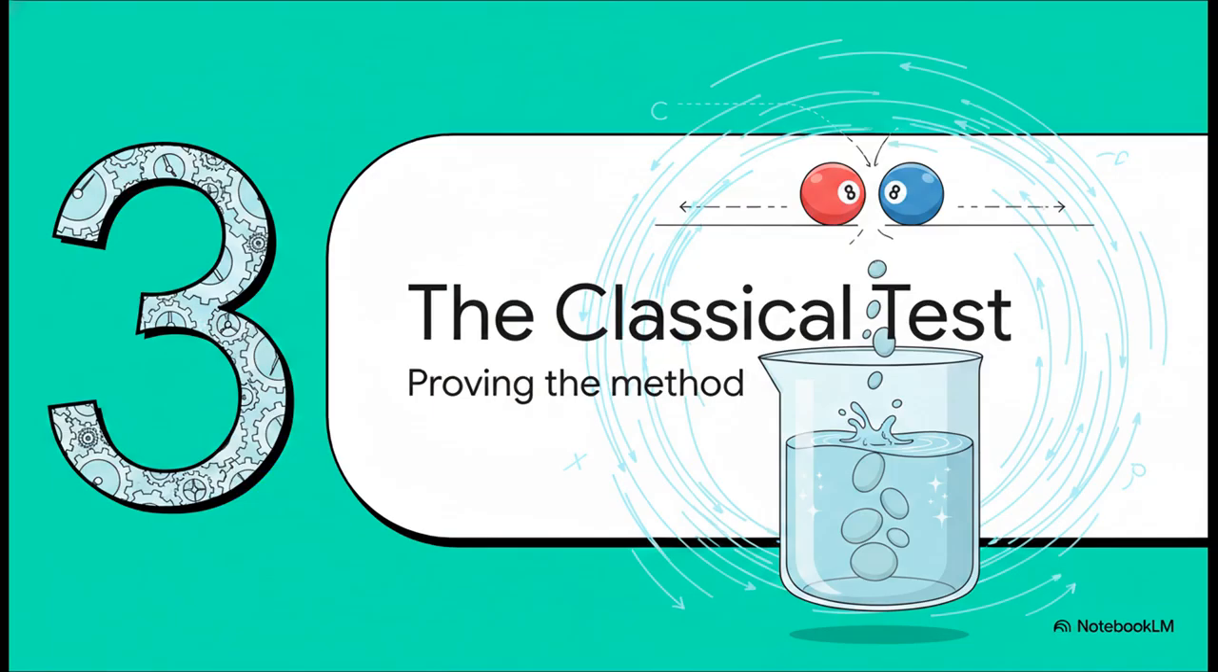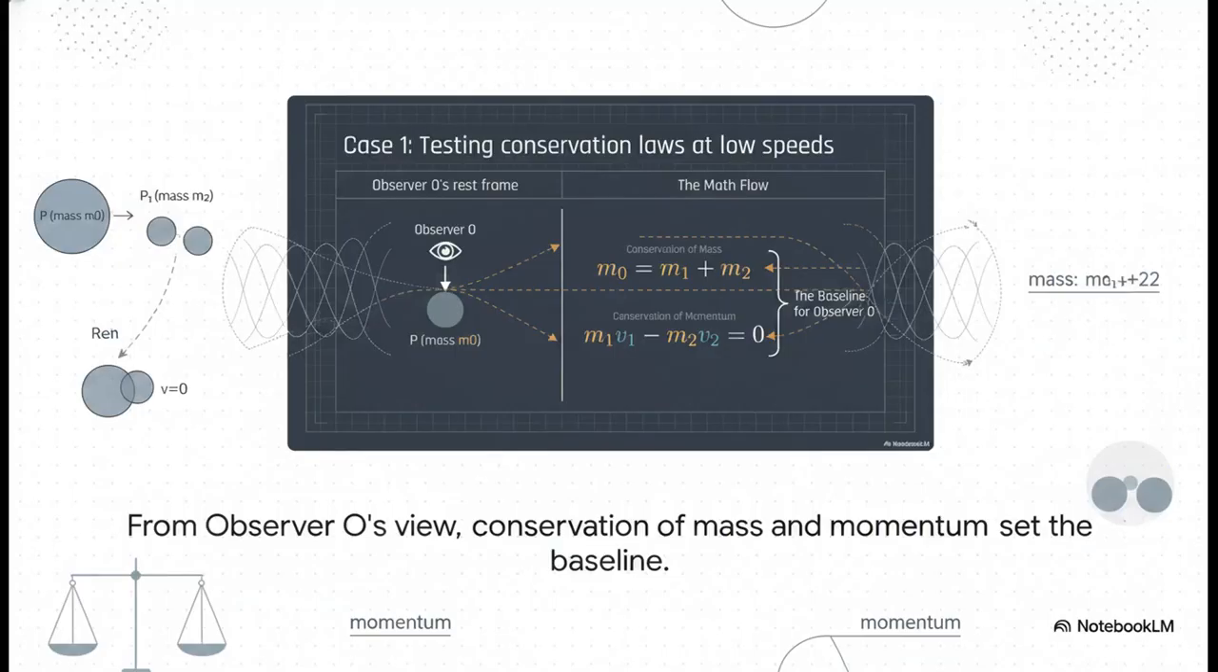So before we jump into the deep end, let's do a little warm-up. We're going to apply our method to a simple, low-speed collision, the kind of stuff Newton would be comfortable with, just to make sure our logic holds water. From our main observer's point of view, this is pretty straightforward. The total mass you start with is the total mass you end with, so m0 is just m1 plus m2. Easy. And since the final particle, P, is just sitting there, not moving, it means the momentum of the two incoming particles had to perfectly cancel each other out. So total momentum is 0.